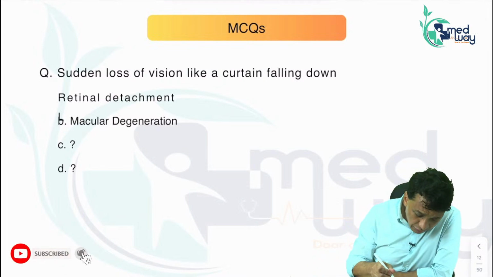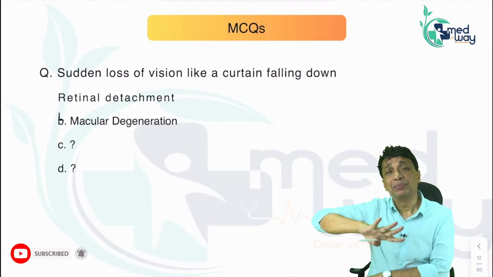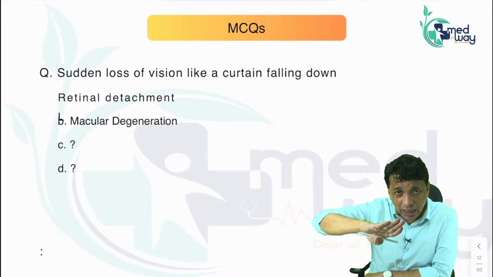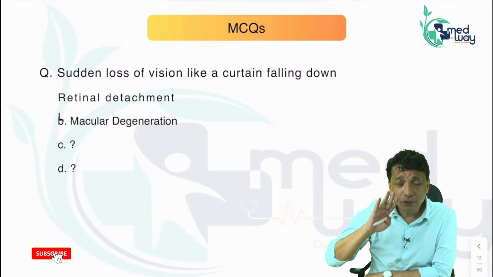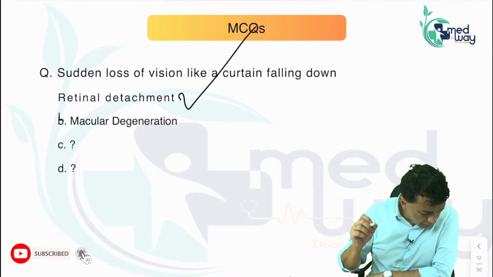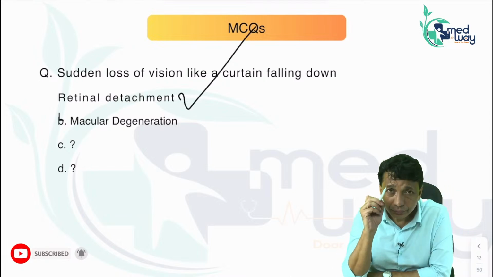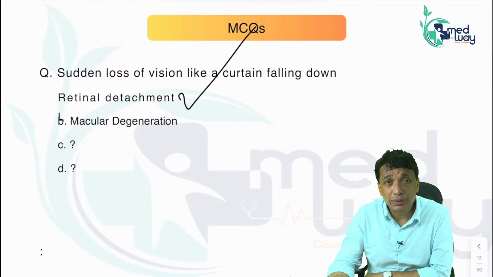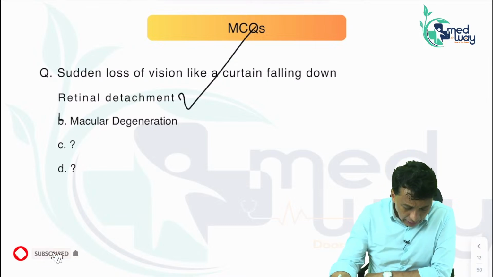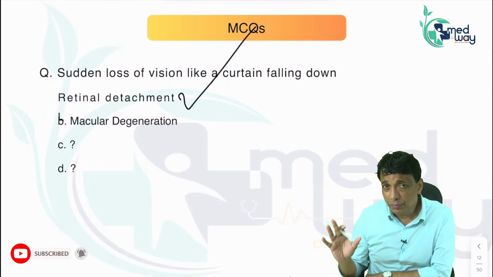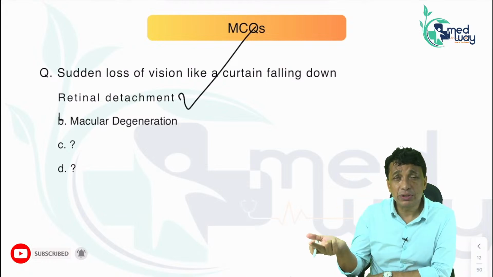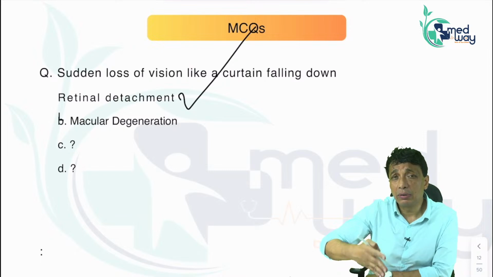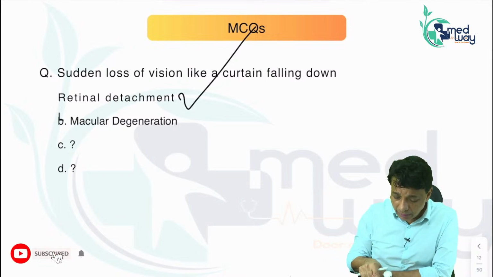Then sudden loss of vision like a curtain falling down, dear me. Very simple. Typically, the patient says like a curtain falling down and you have sudden loss of vision. This of course is retinal detachment, is it not? Sudden loss of vision like a curtain falling down is retinal detachment. So, that is absolutely correct. You all know this, you have floaters, you have flashes and a sudden loss of vision, which looks just like a curtain falling down and blurring out all vision.